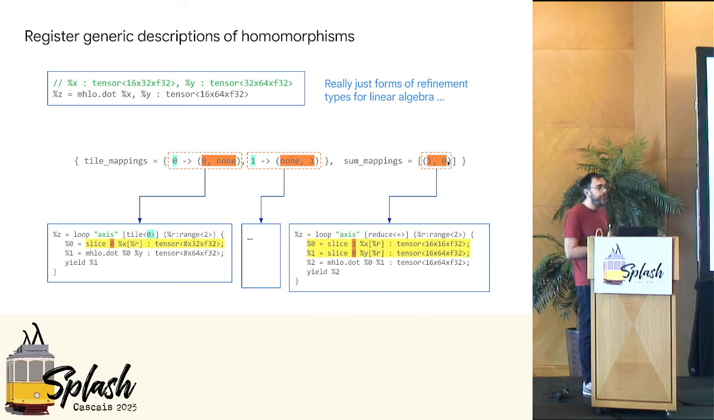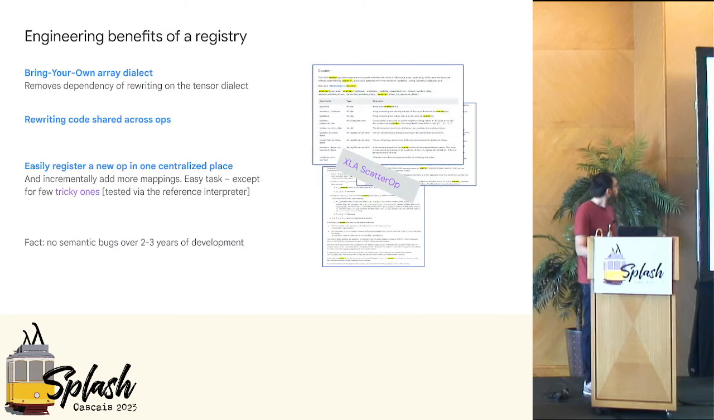Think of it as a sort of a refinement type for this kind of linear algebra operators. It's a succinct coding of these homomorphisms. And there are other ways you could express this with affine maps, for example.